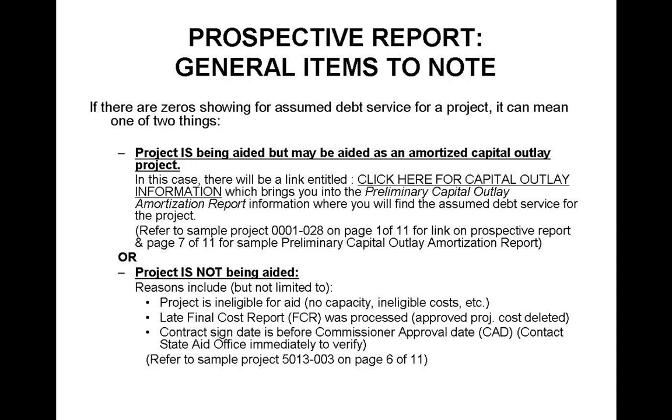And if we refer to page 6 of 11 on our 11-page document, and we look at project 5013-003, you see the zeros for the debt service there. You do not see the link for the capital outlay. So therefore, it's pretty safe to say that there's an issue with the project and its aidability. And if you look at this project, the commissioner approval date is before the contract sign date in this particular example, so that isn't the problem for this particular project.